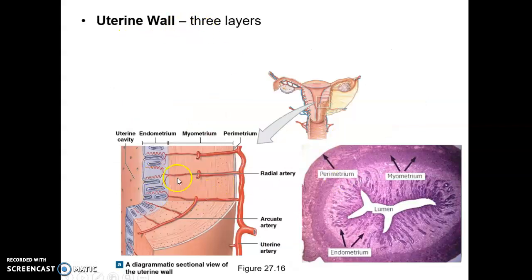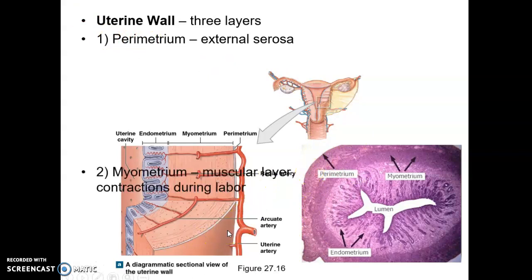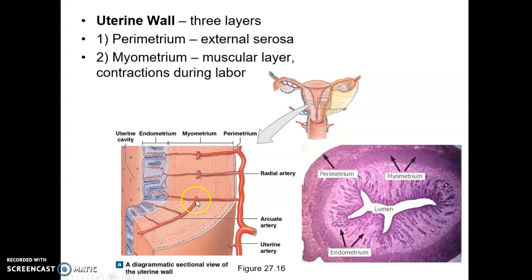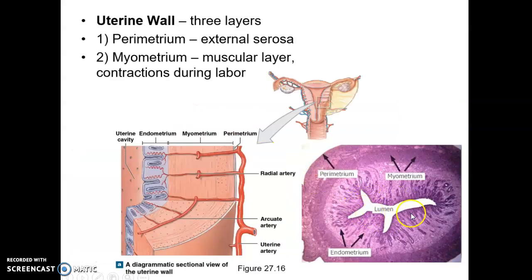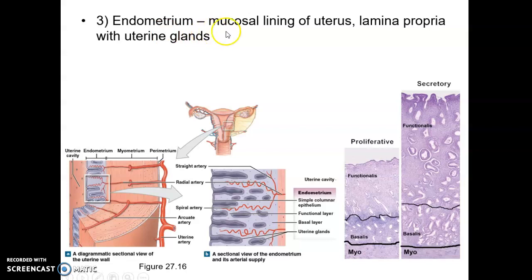The uterine wall in cross-section has 3 layers. The perimetrium is the external serosa layer of the uterus. The thick muscular layer is the myometrium, which contracts during labor to expel the fetus. And innermost is the endometrium, the mucosal lining of the uterus, which has a lamina propria with abundant uterine glands.